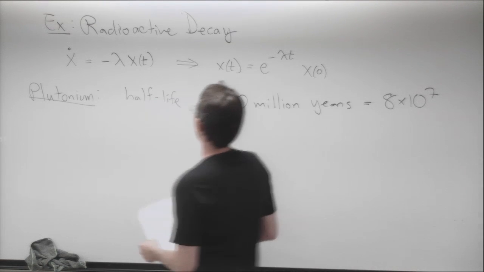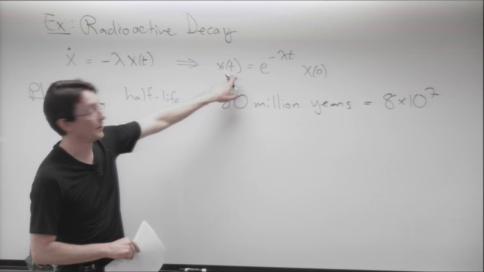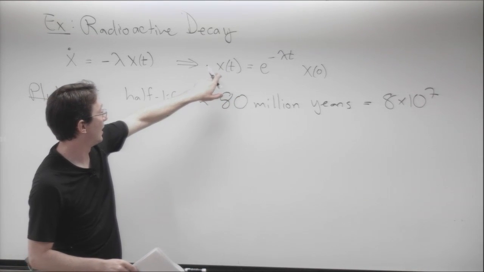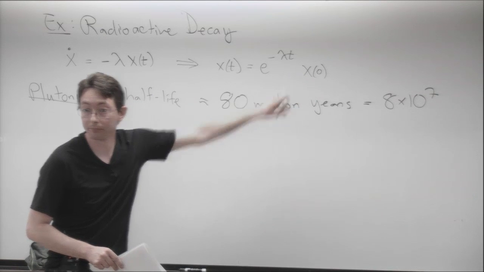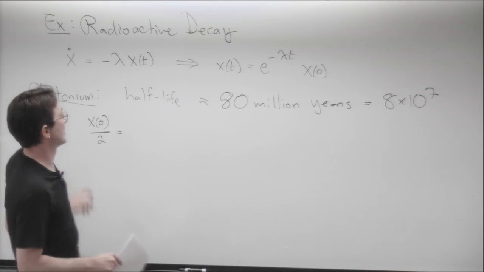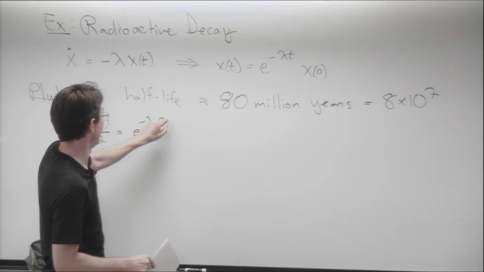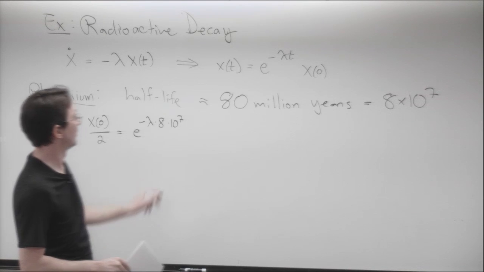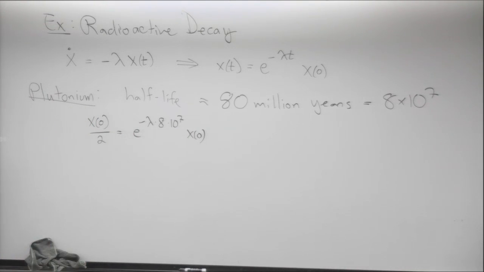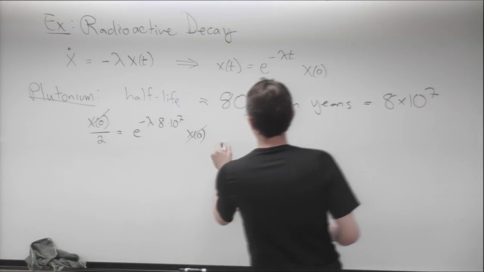Okay? So we know that at 80 million years in the future, when t equals 8 times 10 to the 7, I will have half of x naught left over. Okay? So x naught over 2 is going to equal e to the minus lambda times 8 times 10 to the 7 times x naught. Pretty simple, right? This is not even calculus. Okay, we're going to cancel our x naughts and we're going to solve for lambda.